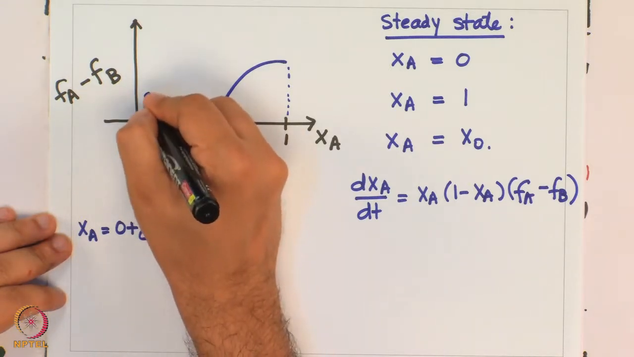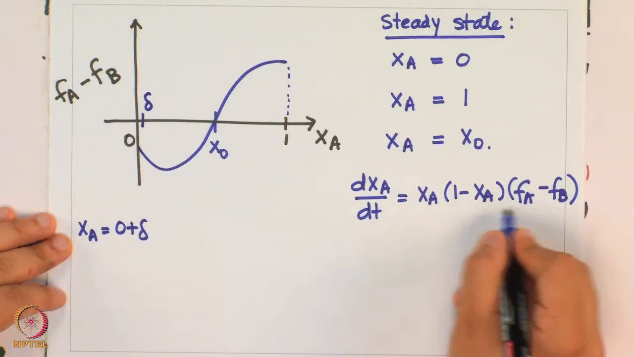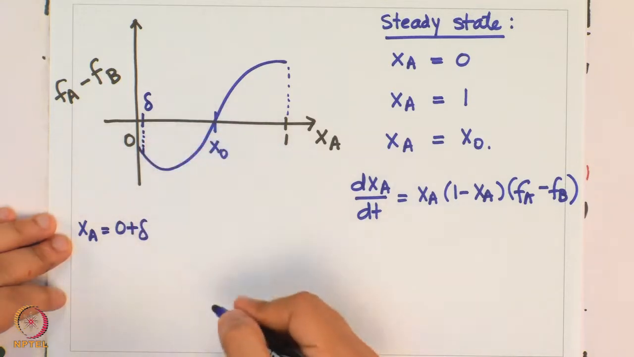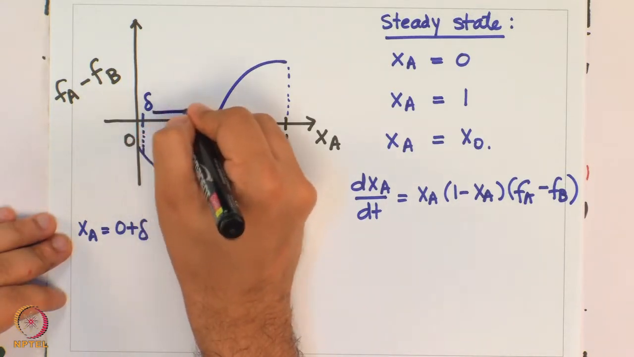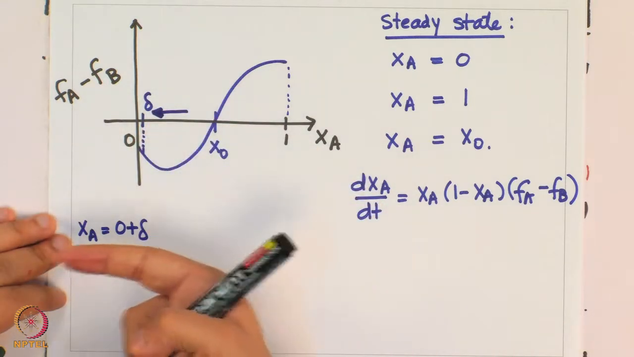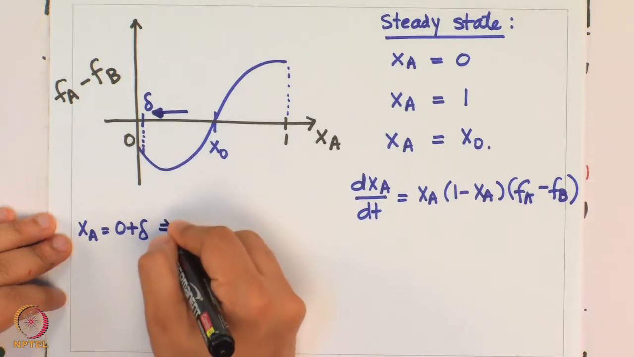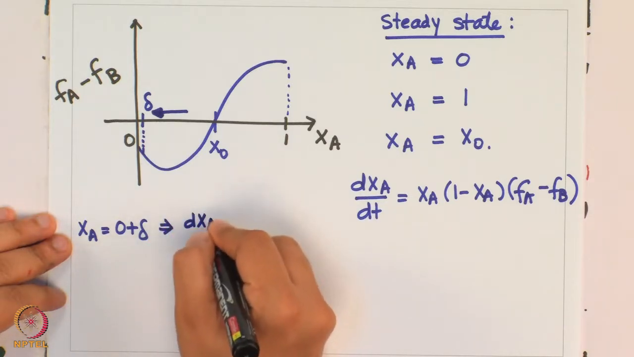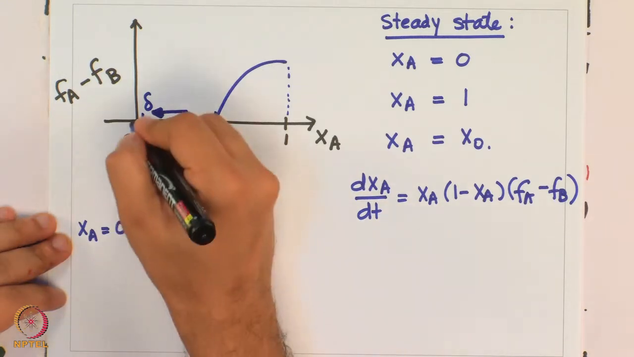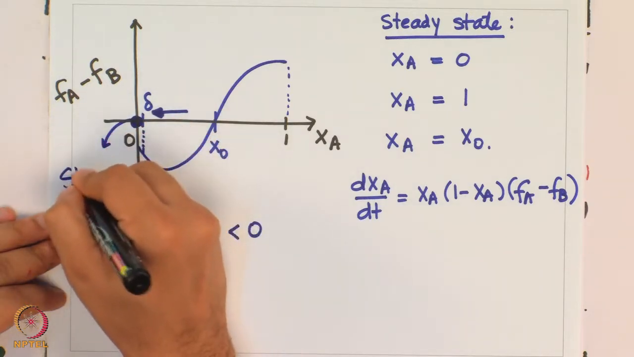So, this is delta, and at this point x a is positive, 1 minus x a is positive, but f a minus f b at this point is less than 0. Hence, as the system moves forward in time, the composition of the population moves in this direction towards the point that it was deviated from. This implies dxa by dt is less than 0, and hence this particular point in this case is stable.